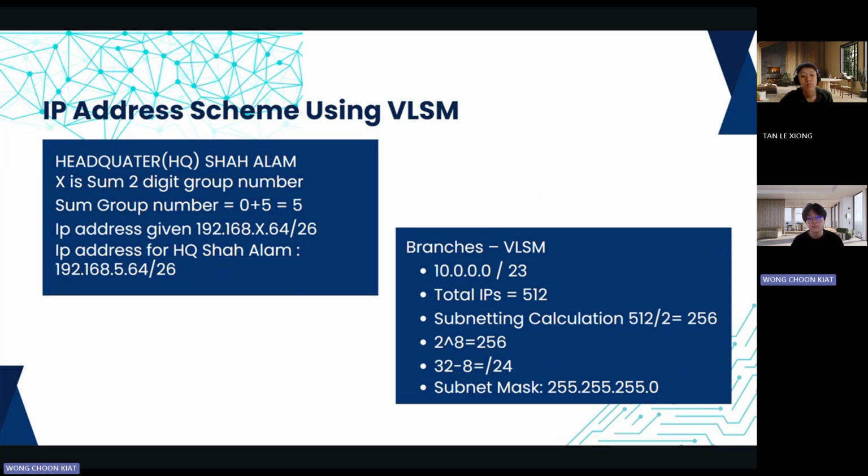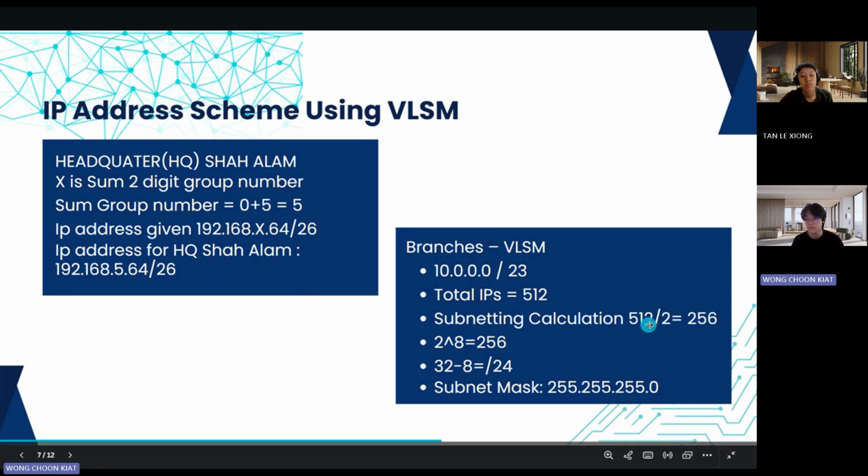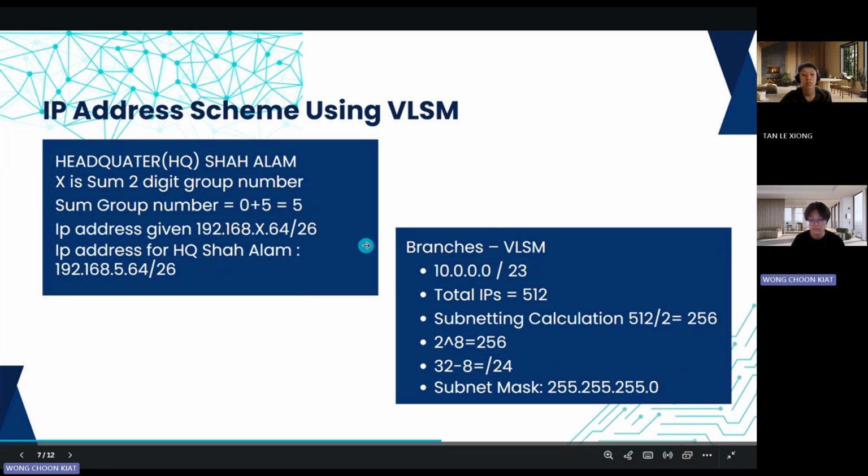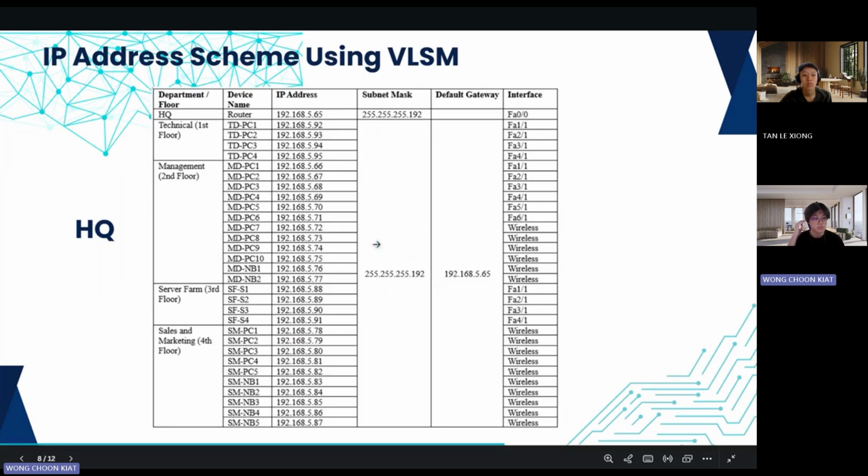Since we have 2 branches, we have to divide it by 2. Then we will get 256 of it. 256 equals 2 to the power of 8. So the new prefix will be /24, and the subnet mask will be 255.255.255.0. So this is the IP address allocation table. For HQ Shah Alam, the table will show the department and floor, the device name, the IP address, the subnet mask, the default gateway, and their interface.